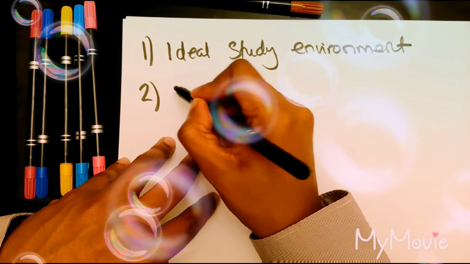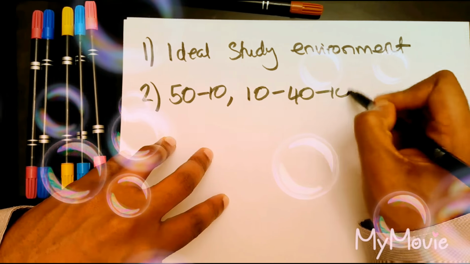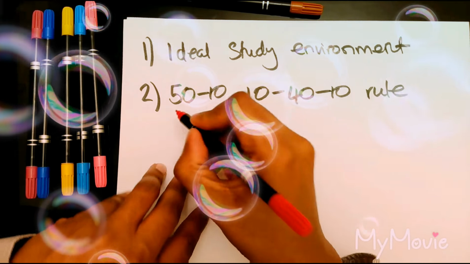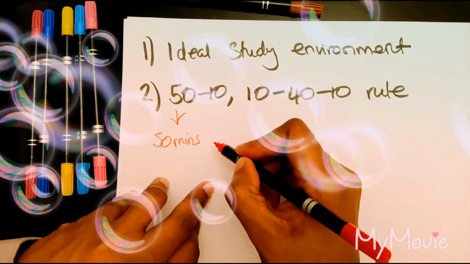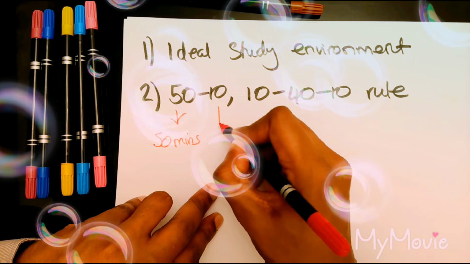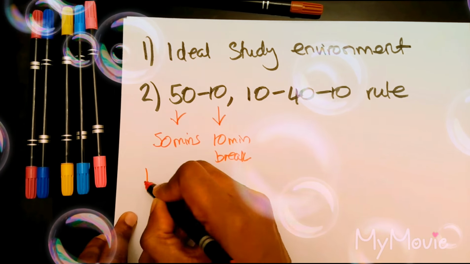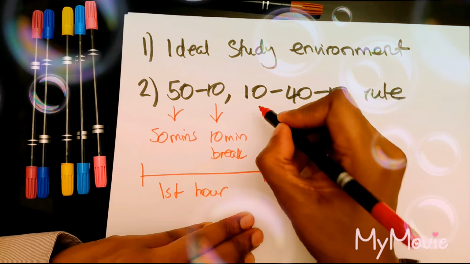The second thing I do is I use the 50, 10, 10, 40, 10 rule. Now, what does this mean exactly? This represents 50 minutes. This is 50 minutes of your first hour of study. After the first 50 minutes, you then take a 10-minute break. This makes up the first hour.